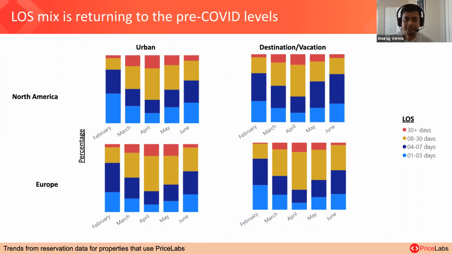So this is important because even though in Europe, in urban markets, we are seeing recovery not happening as much in terms of volume, it still seems to be happening in terms of the mix. So we are coming back to more people booking shorter stays as well, which is pretty good news in some ways.